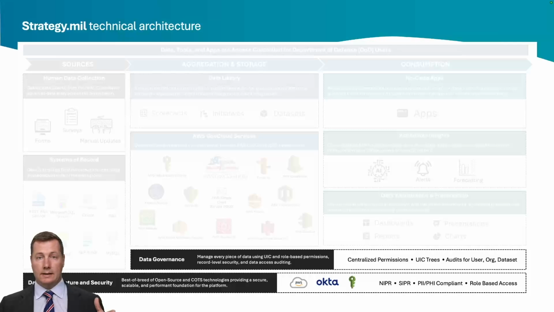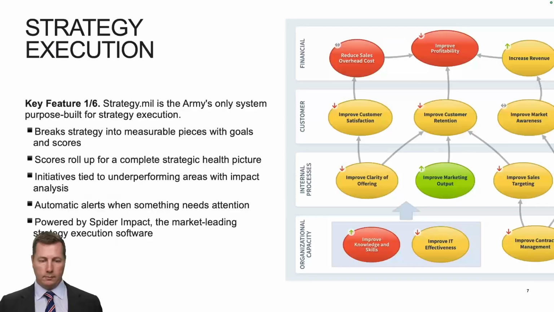All of this is on a centralized, auditable, data-governed permissions platform, so you can assign both by role and by location, so UIC or installation, assuring that everybody has access to the data that they need, but only the data that they need. If you create a dashboard or a chart or report, you can share it with anybody, knowing that they will only see the data that they have permission to see on that particular dashboard or report.